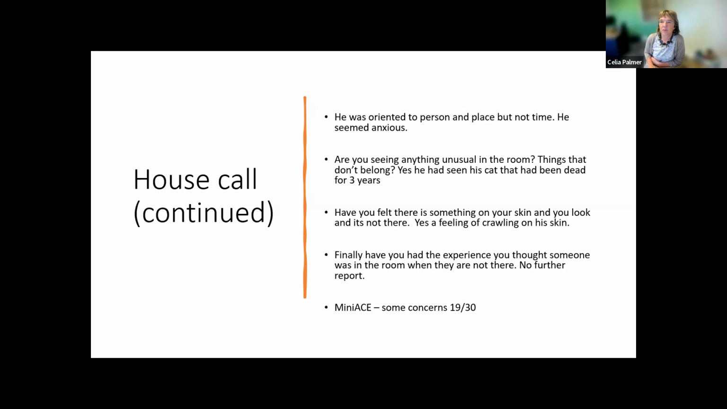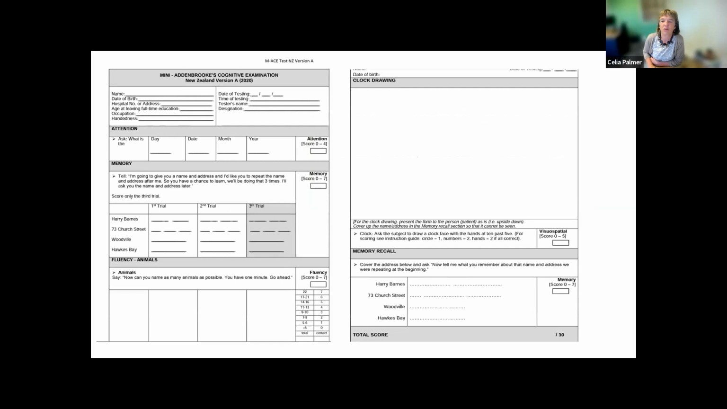The other thing that it's useful to do is some sort of screening tool. It's not something that we always feel like we want to go through, but it gives us quite a bit of information. His mini ACE, which we did, showed a score of 19 out of 30. I'll just show you the mini ACE. I'm sure you're all familiar with it. It's the mini Addenbrooke's Cognitive Examination.